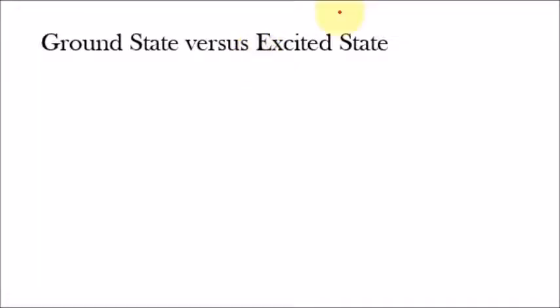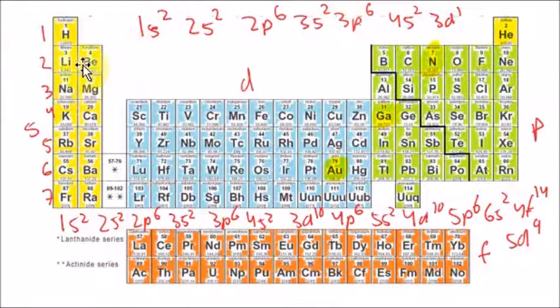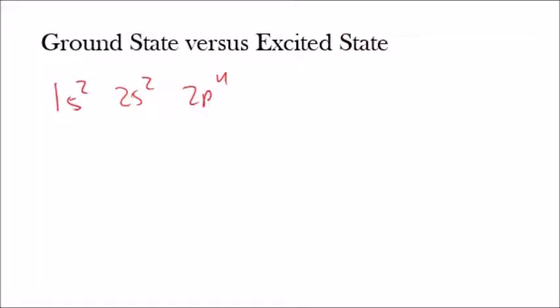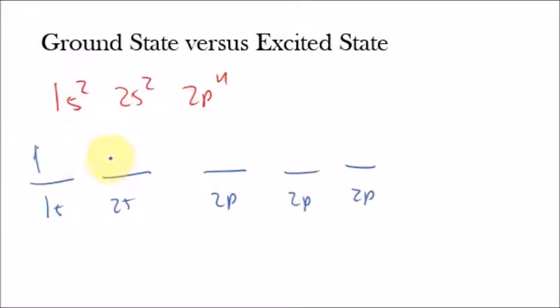in orbitals. Okay, so for example, let's say oxygen, the electron configuration for oxygen is 1s2, 2s2, 2p4. So let's write the electron distribution so we can better understand this. 1s, 2s, 2p, 2p, and 2p, with 2 electrons in 1s, 2 in 2s, and 4 in 2p.